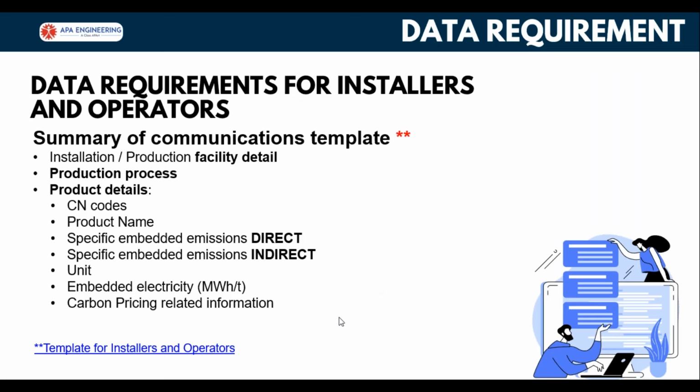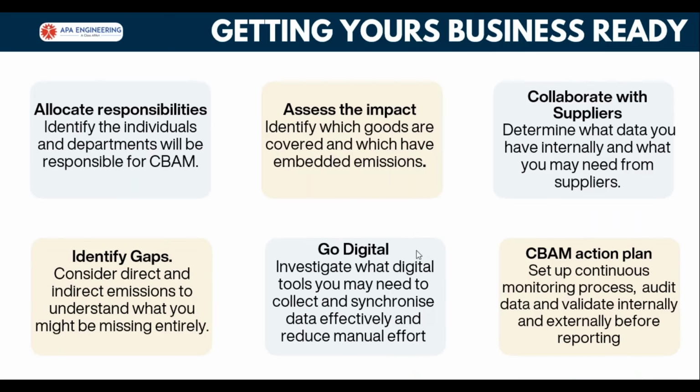Okay, and this is how we are saying that businesses should get ready. So first thing is, please allocate responsibilities. Please identify your own departments or individuals who will be responsible for this. Then you also have to assess the impact. Suppose you are working with multiple facilities which provide you with a lot of goods, and finally you come up with a final product. You have to understand who will be applicable for reporting under CBAM.